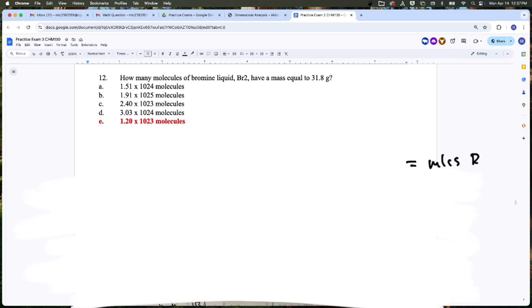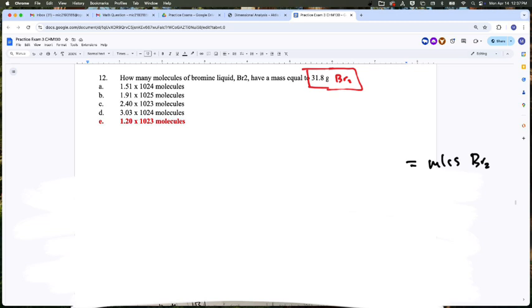We want molecules of bromine. What's our given information? 31.8 grams. Grams of what? Arguably the question was written poorly and it should actually say "of bromine" on the end of that. That's really our only given thing to start with, so we could immediately drop that into our expression.